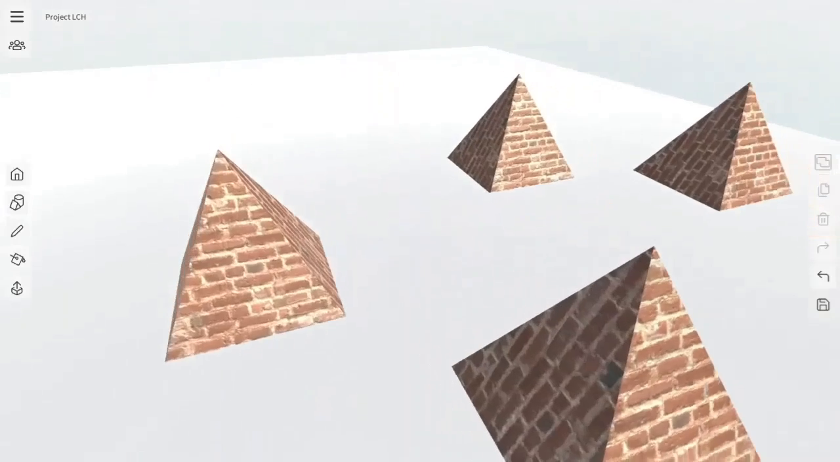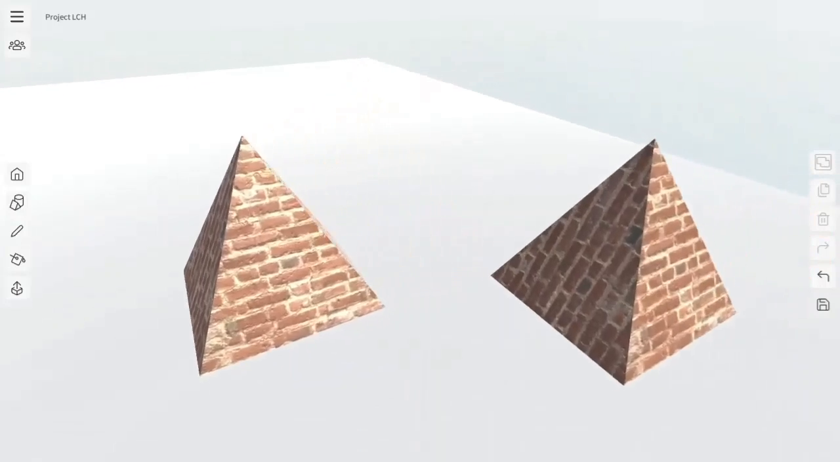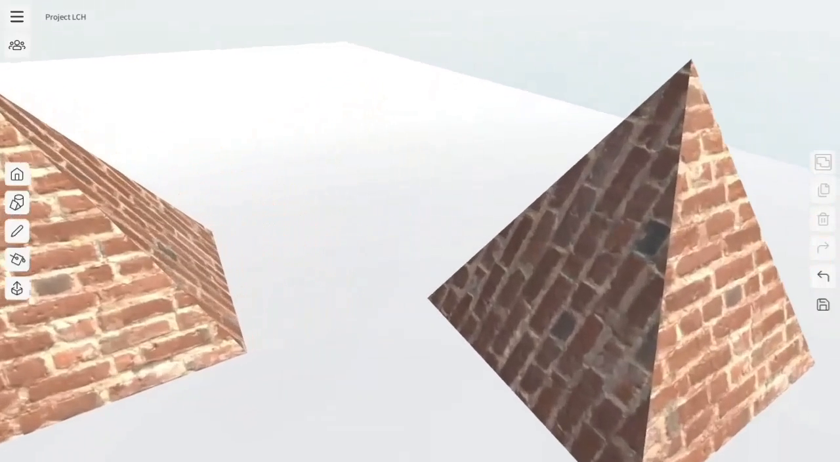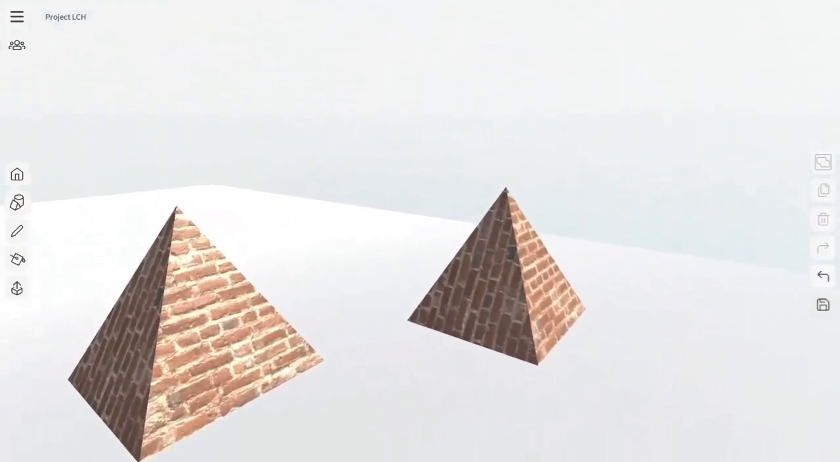So these are just pyramids. Just a sample. This is just a sample. We do not expect you to create pyramids for us like this, but this is just a sample of what we mean.